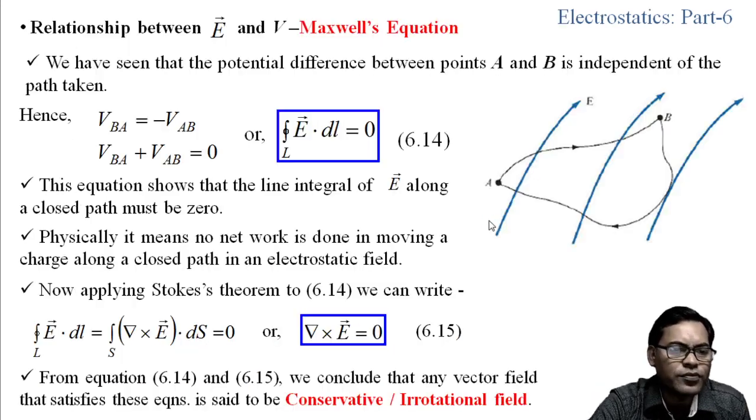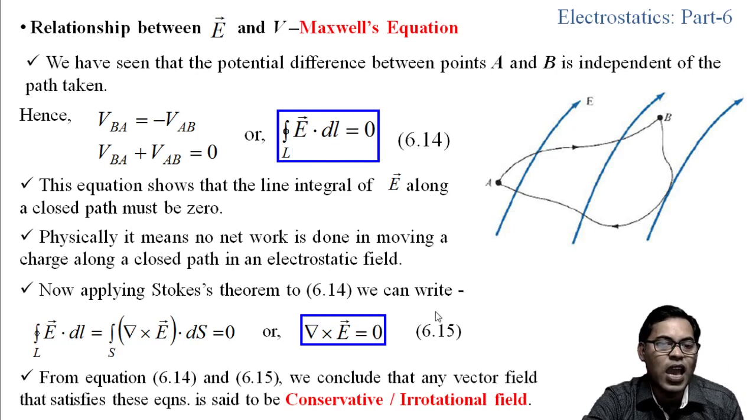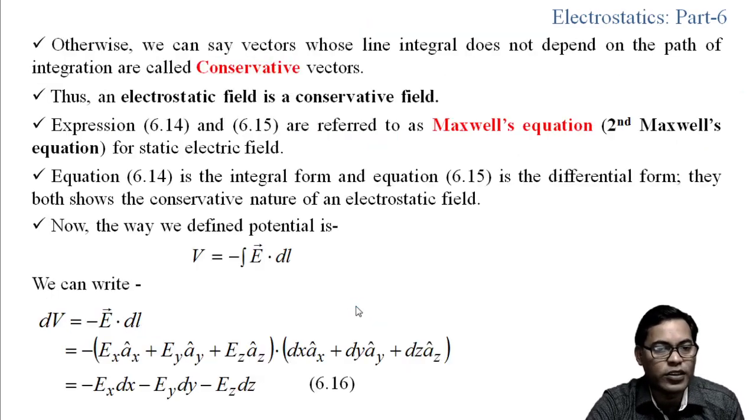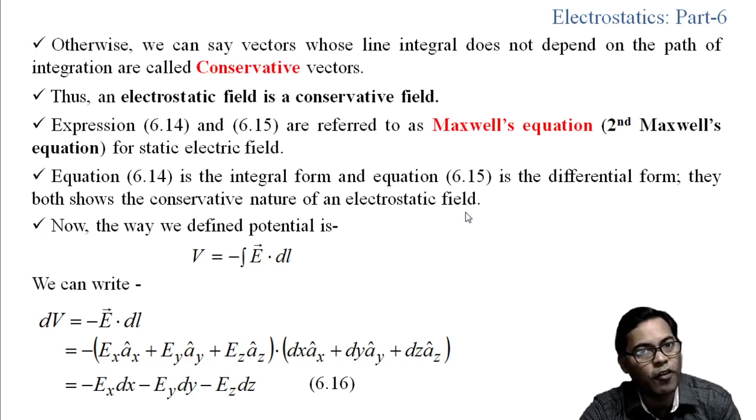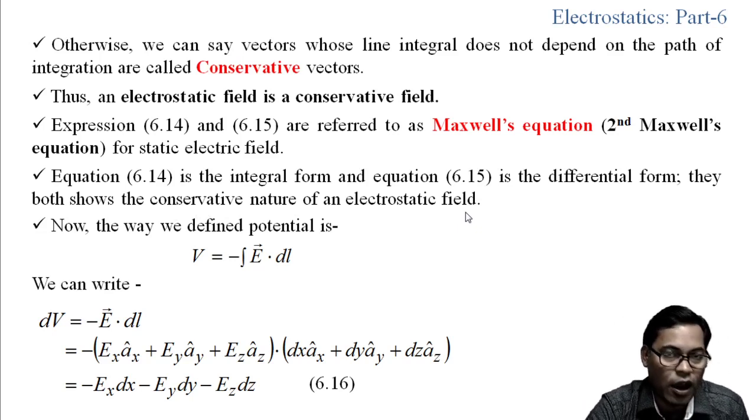So here this equation 6.14 is the integral form of the second Maxwell's equation, and equation 15 is the differential or the point form of the second Maxwell's equation. So that is written here. Equation 14 is the integral form and equation 15 is the differential form, and they both show the conservative nature of an electrostatic field. Now the relationship of the potential and the electrostatic field intensity.